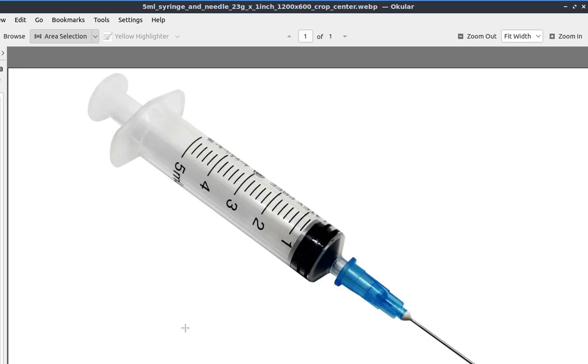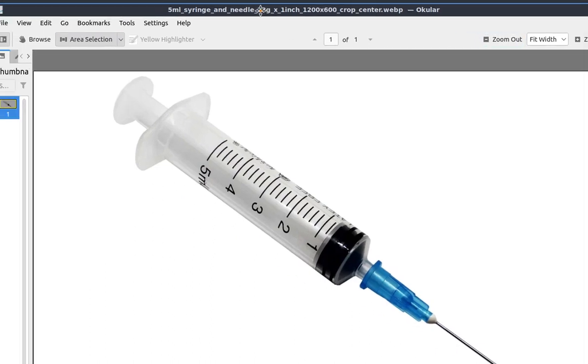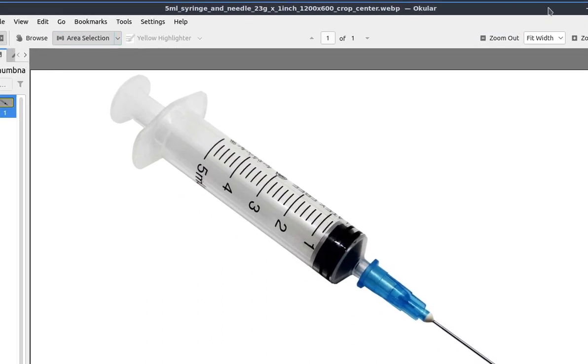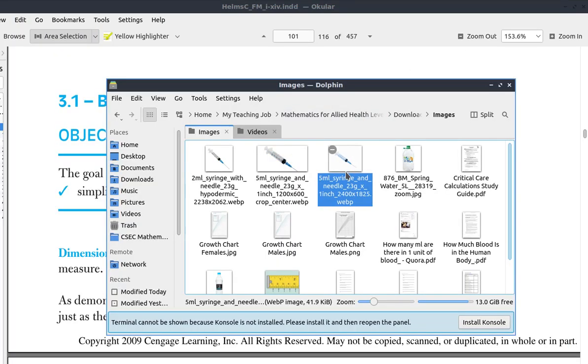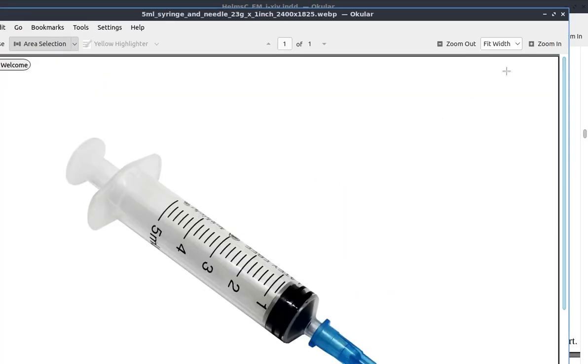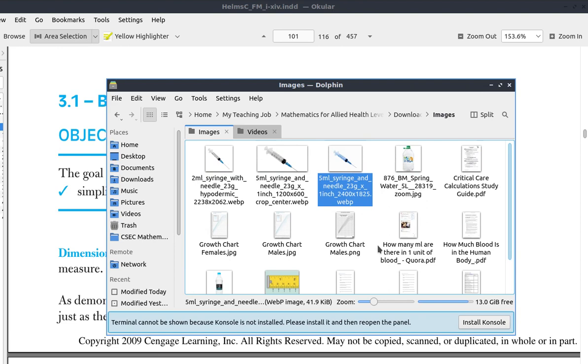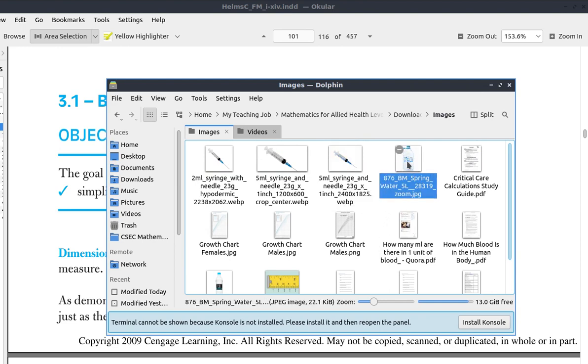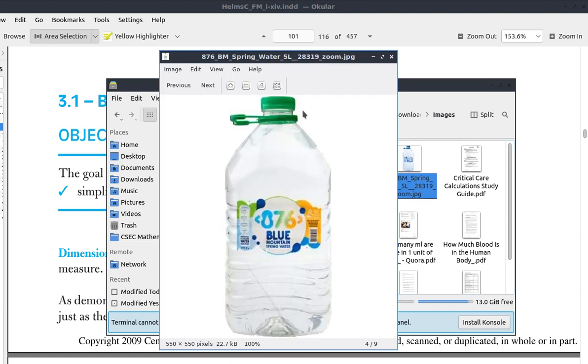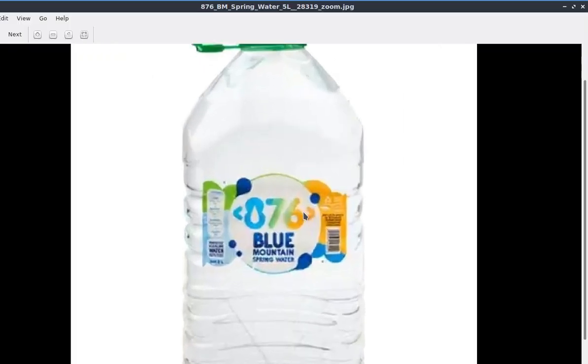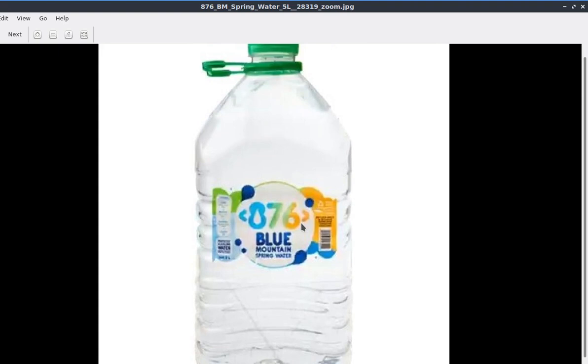And then you also have, let me look at this other one. This is also a 5 milliliter. There are larger size syringes, right? But let's look at this. This is a 5 liter water bottle. 5 liter. How many milliliters is that? It's 5,000 milliliters.